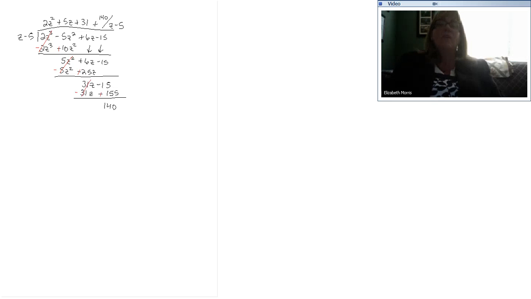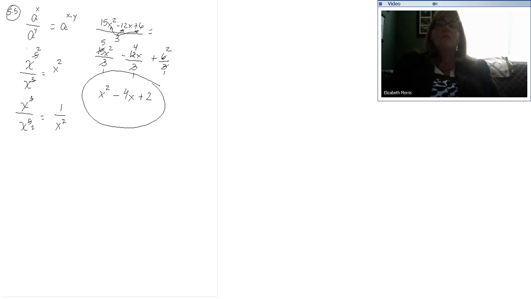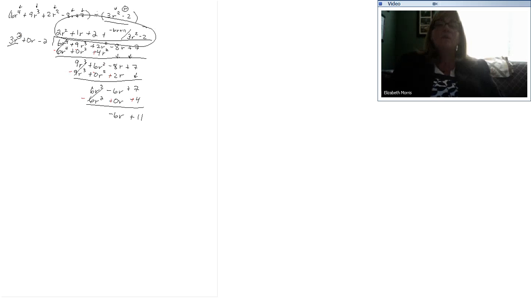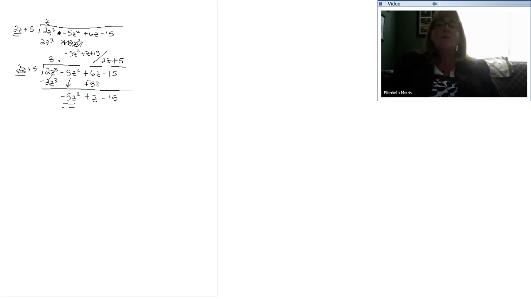And now that I'm thinking about this, I did this wrong. Okay, I see what I was doing. What would I multiply 2z by to get 2z cubed? It would have to have been 2z squared. That's where I messed up. So just because I don't want you to be confused, let's see if I can do this one more time.